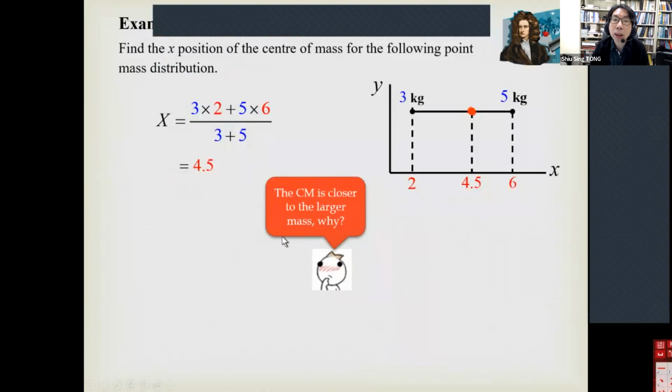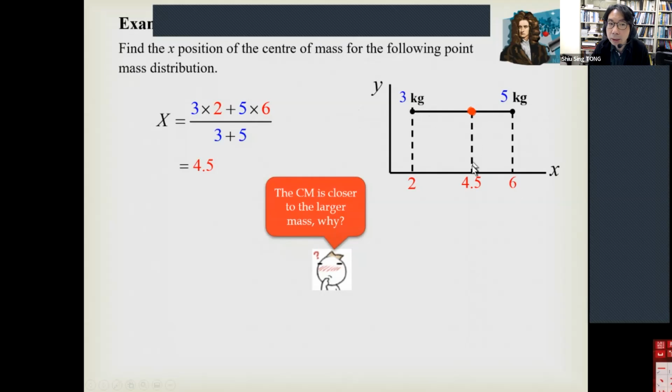I would like to share with you a simple concept in order to make you understand more about the center of mass, and that is the concept of weighted mean. Now suppose we have a 3 kilogram and a 5 kilogram mass. They are located at the x positions of 2 and 6 respectively. Okay, so we consider only a one-dimensional system.